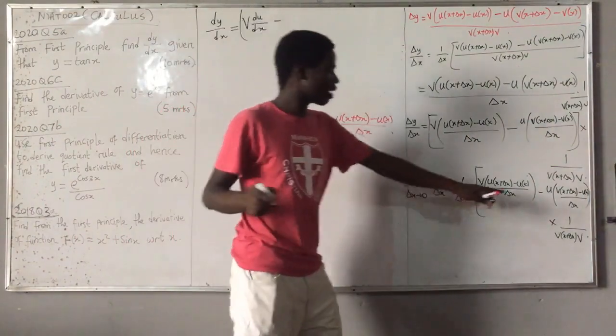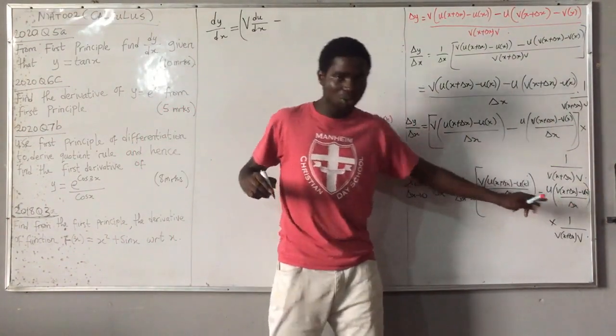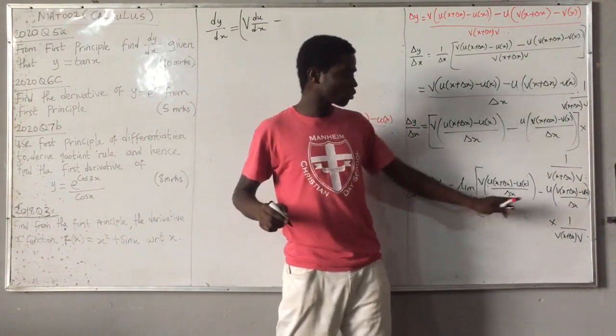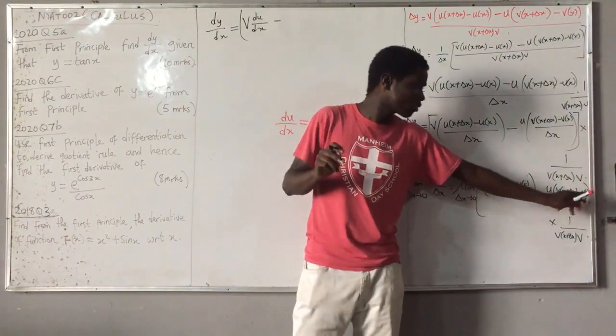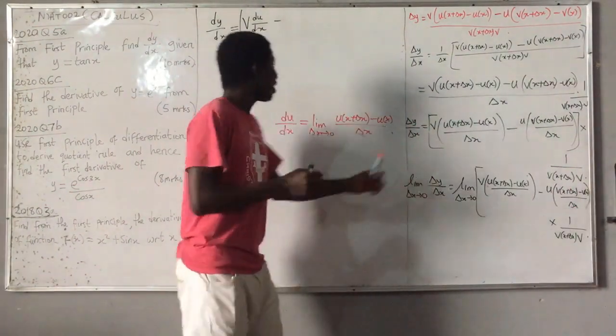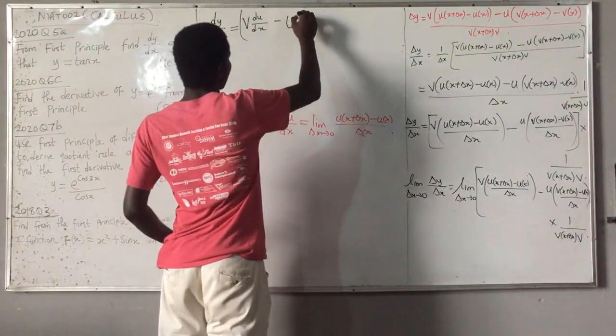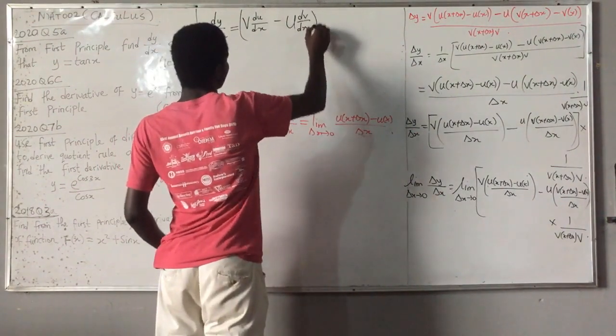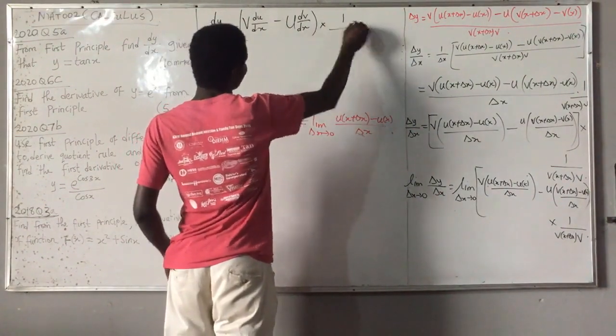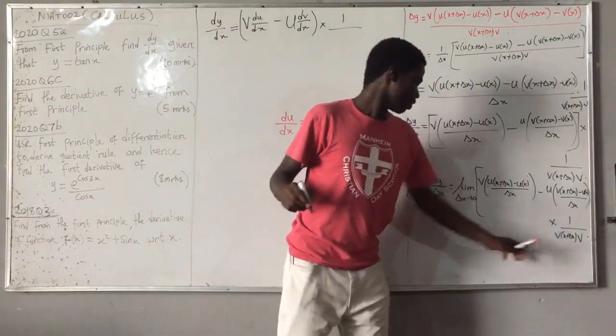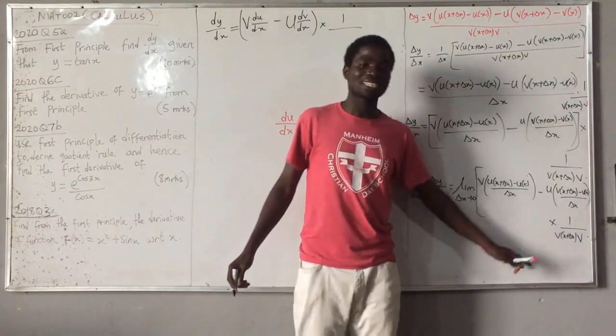Minus. Then I have u. When this limit gets to this one, the limit as delta s goes to 0 of v of s plus delta s minus v of s over delta s, that will become minus u dv/ds multiplied by 1 over this one. Anywhere you see delta s, put 0.